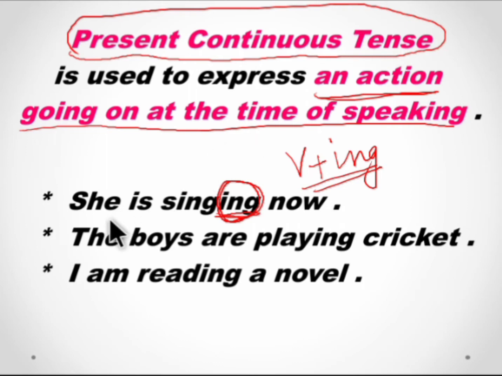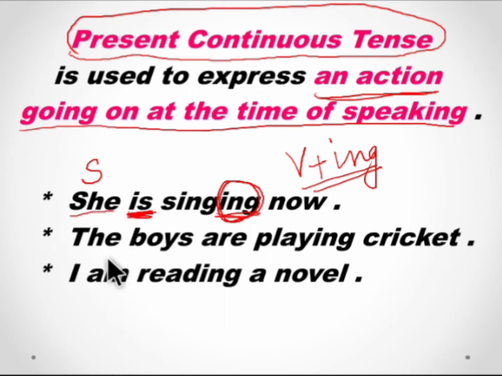Now the first example, she is singing now. Here she is the subject and it is singular. Is is the be form of verb. I already told, with verb plus ing, only if a be verb is added, that be verb will denote the tense of the action. So since is is here, this denotes the present action. And since is here, that is, only if the noun is singular, we use is.